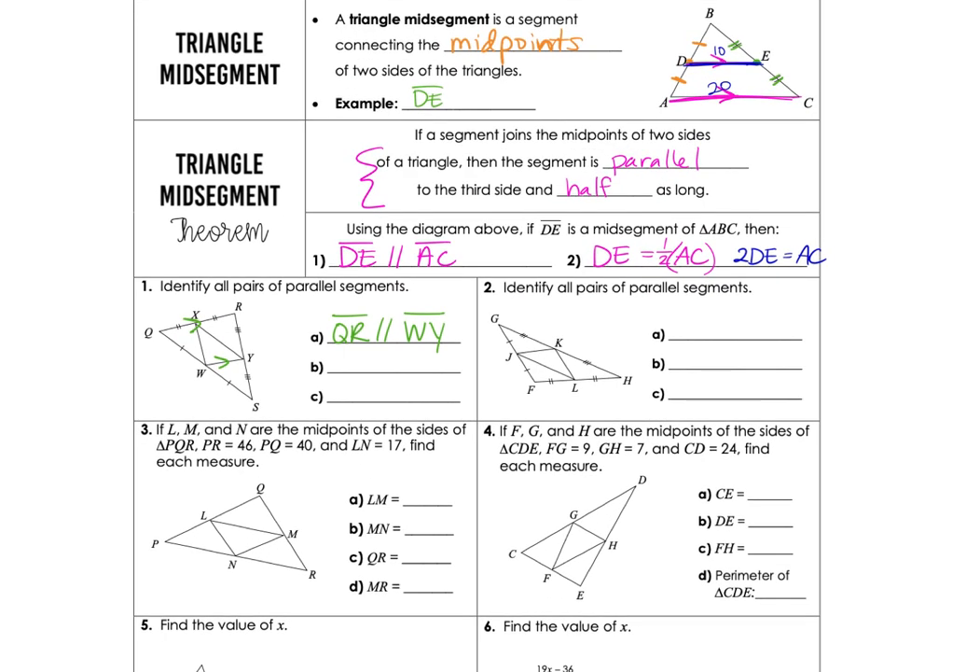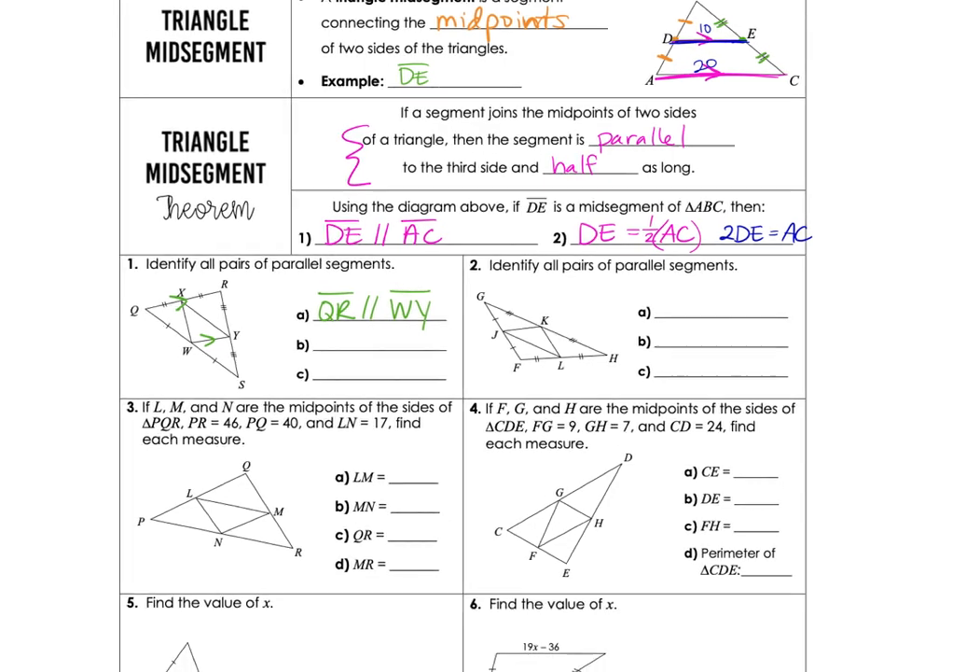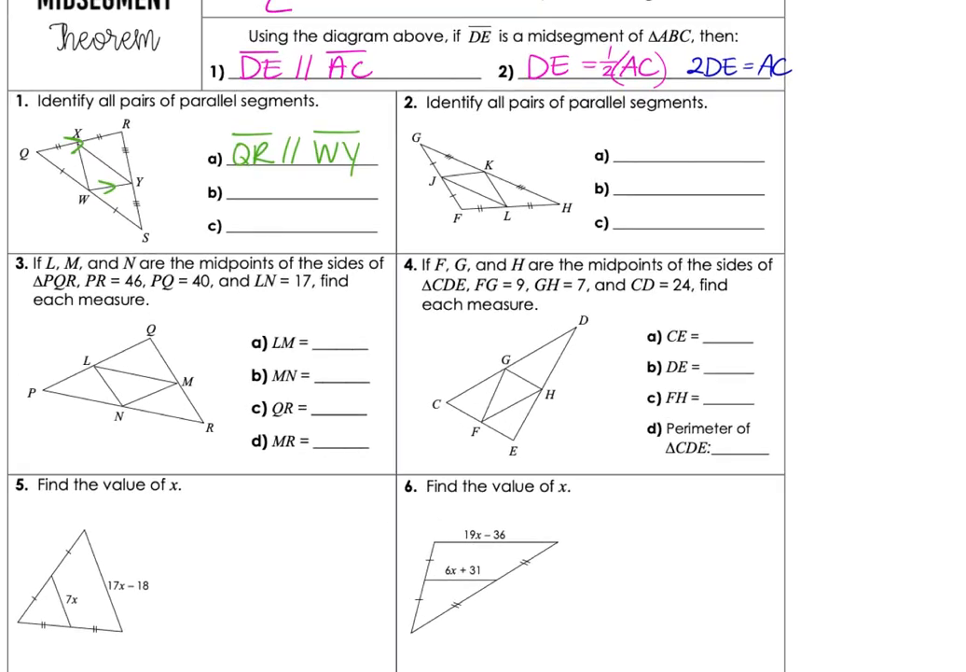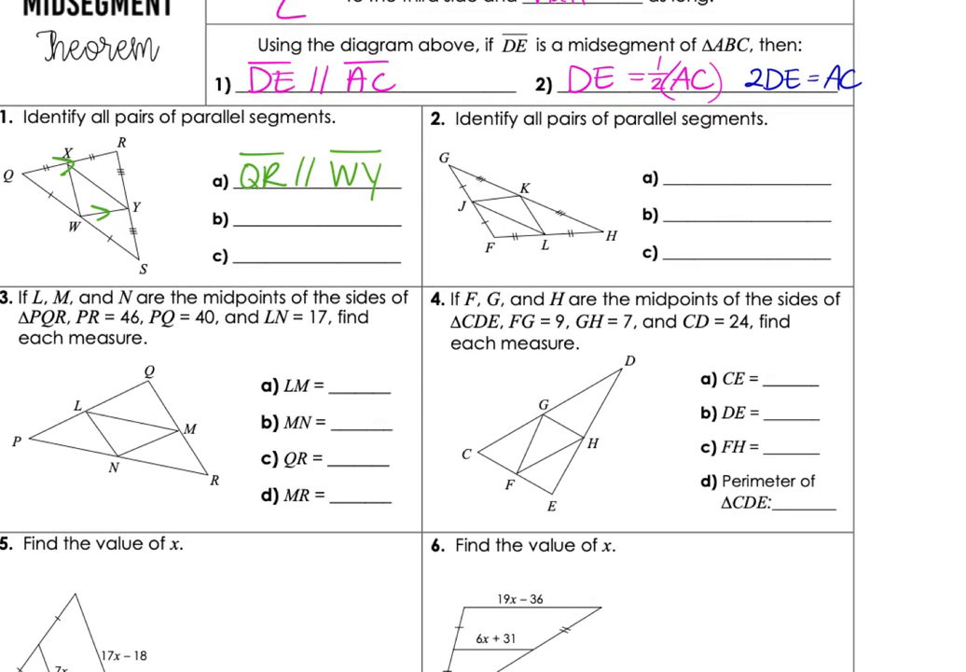All right, look at number 4. Number 4 says if F, G, and H are the midpoints. So this is a midpoint, this is a midpoint, this is a midpoint. That means these are congruent. That means these are congruent. And that means these are congruent. I find it super helpful to mark that if you're not going to remember it once you have other things drawn in. But you don't have to mark it.